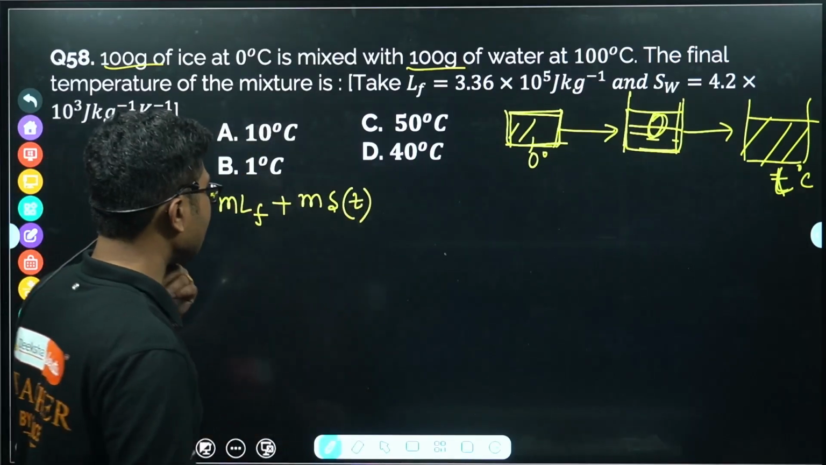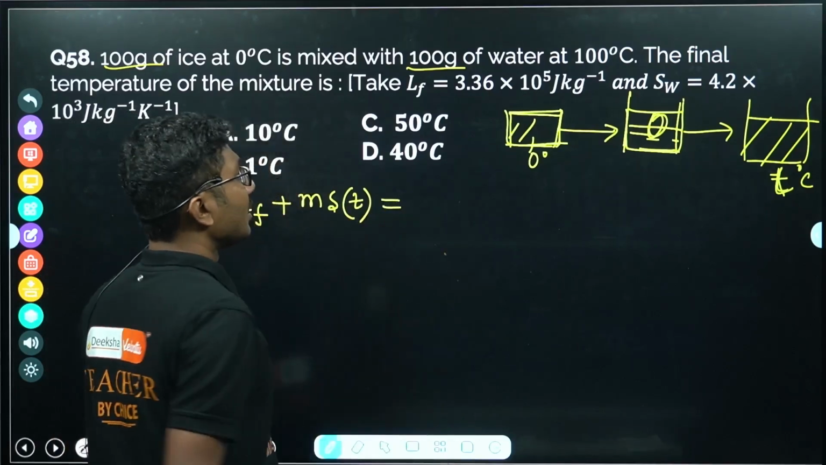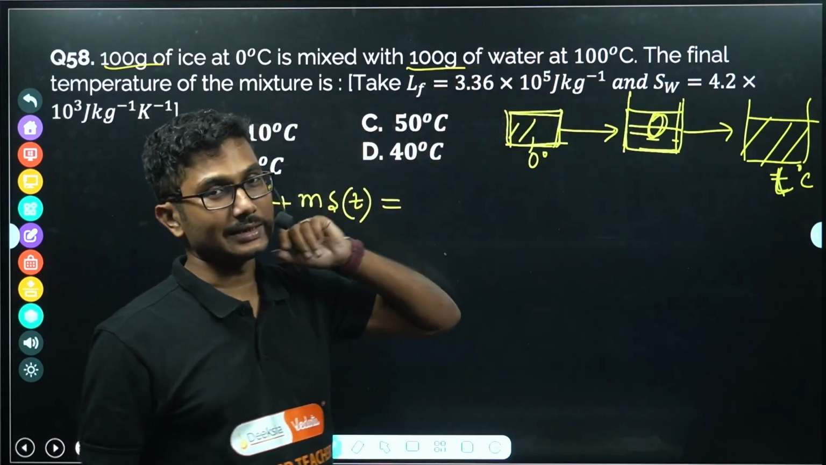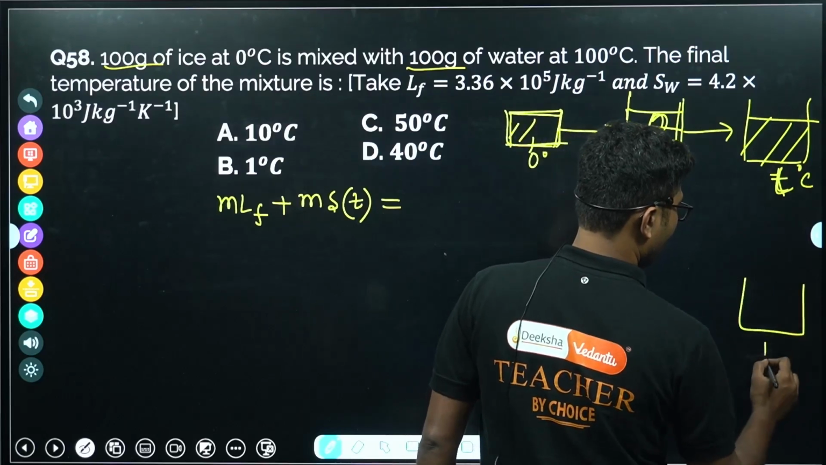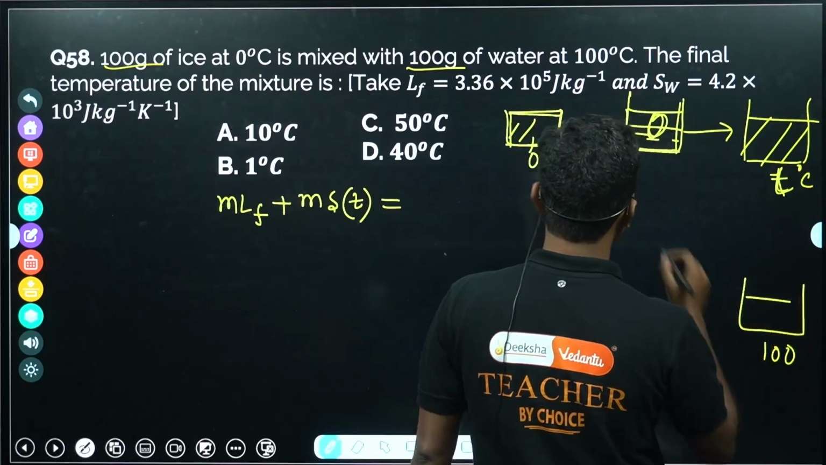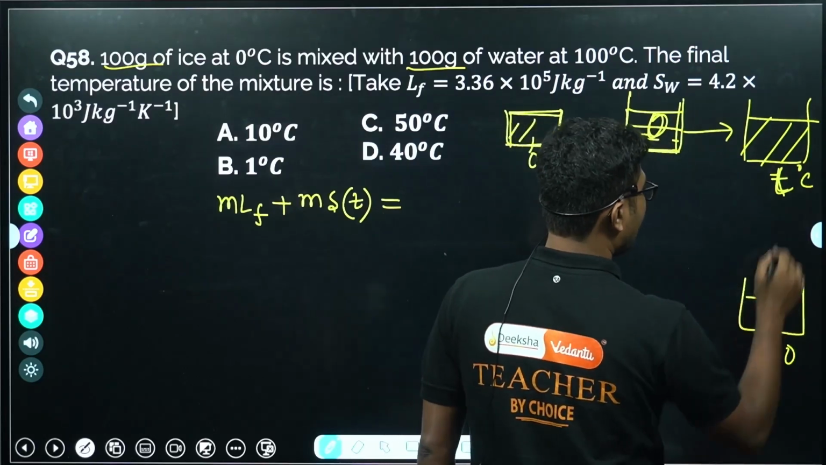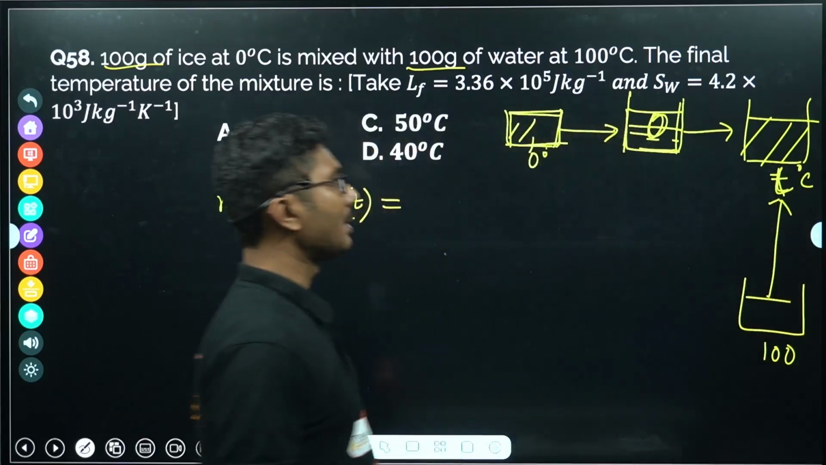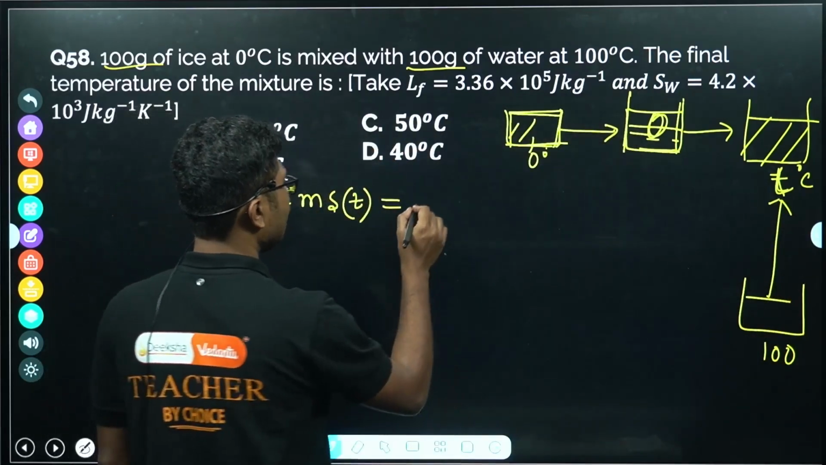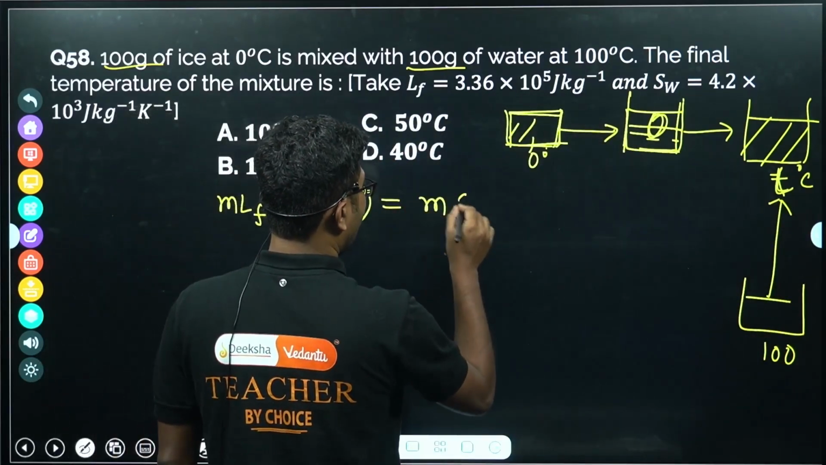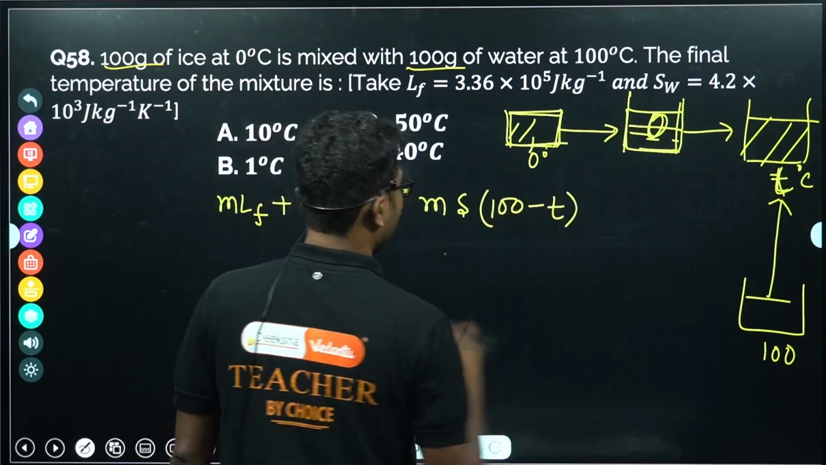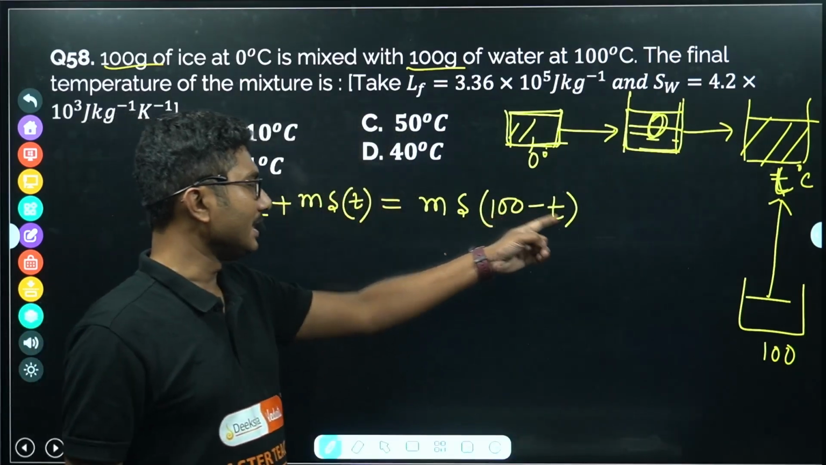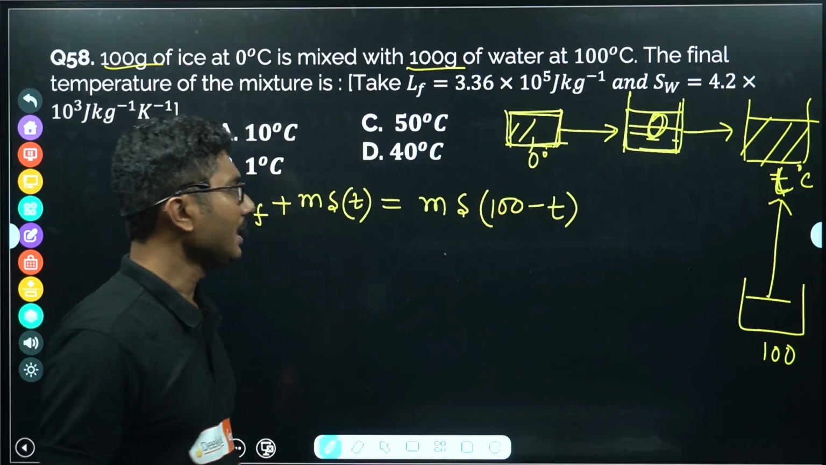Now in the same case, the water at 100 degree Celsius will start at 100 degree Celsius, mix with this ice, and eventually attain a lower temperature of T degree Celsius. For this it will be m s (100 minus T). Its initial temperature was 100 and final temperature is T, so delta T will be 100 minus T.